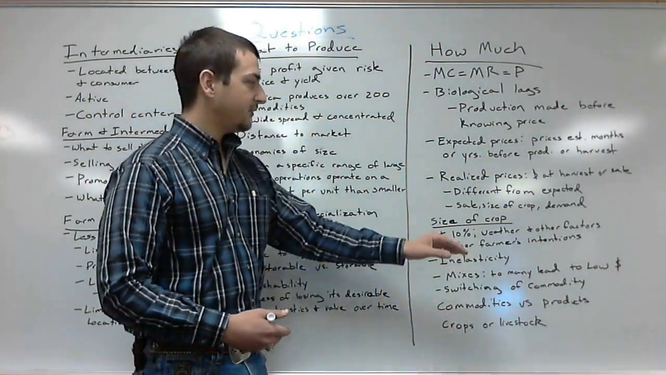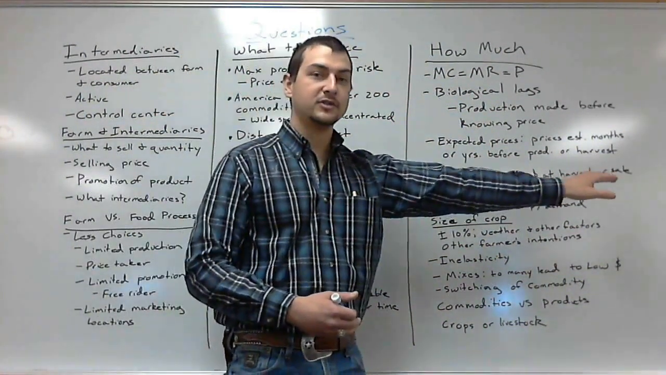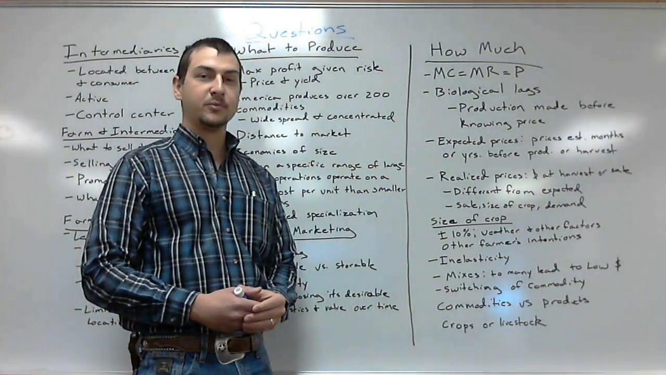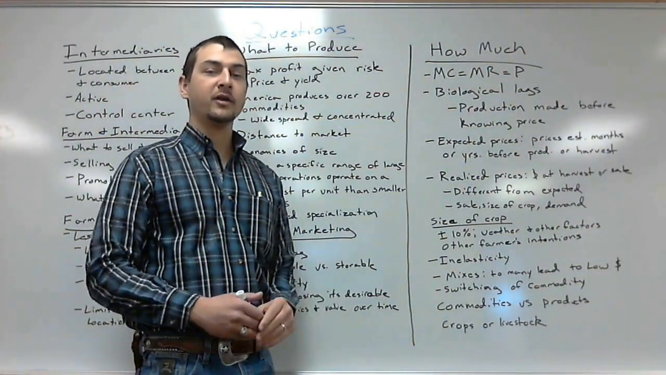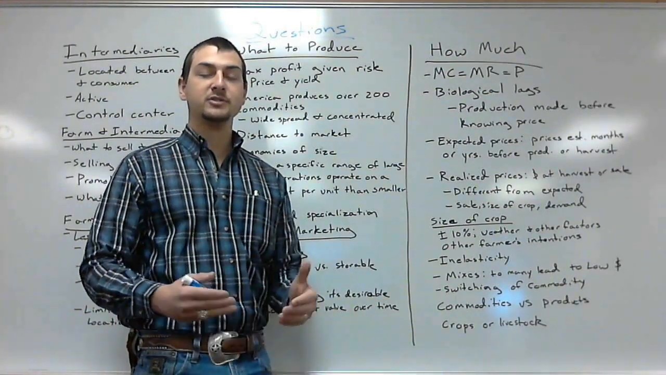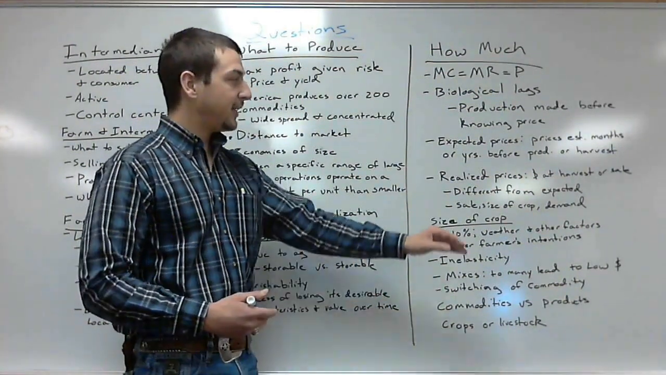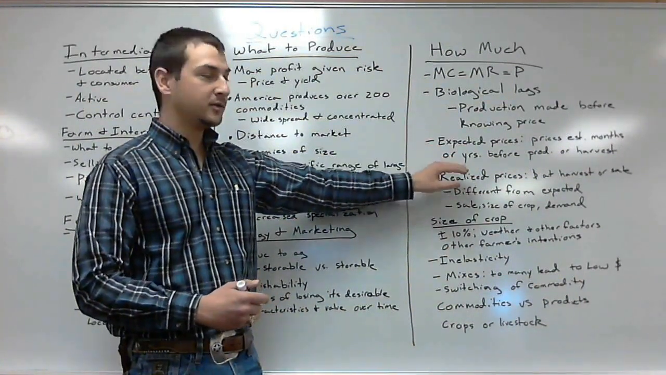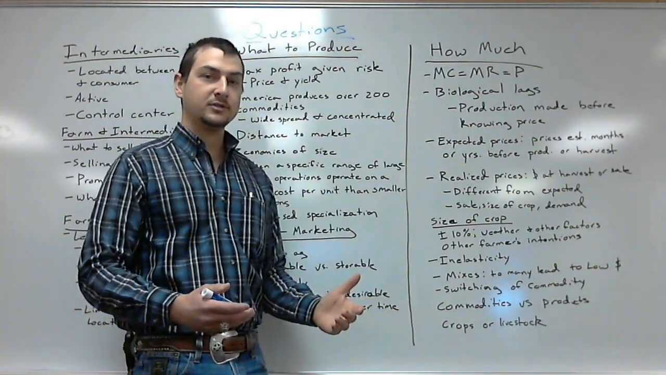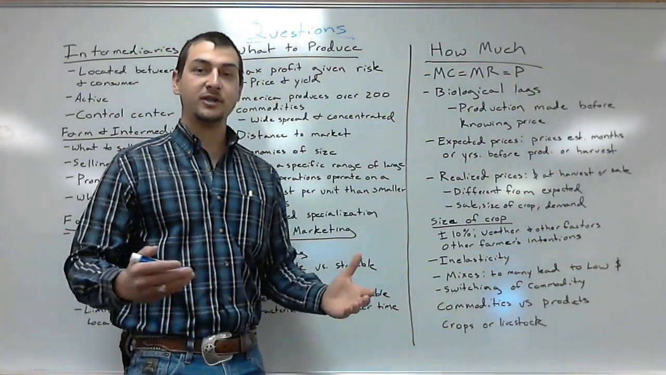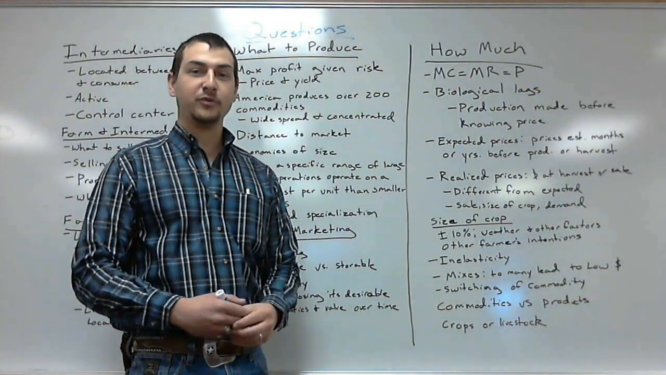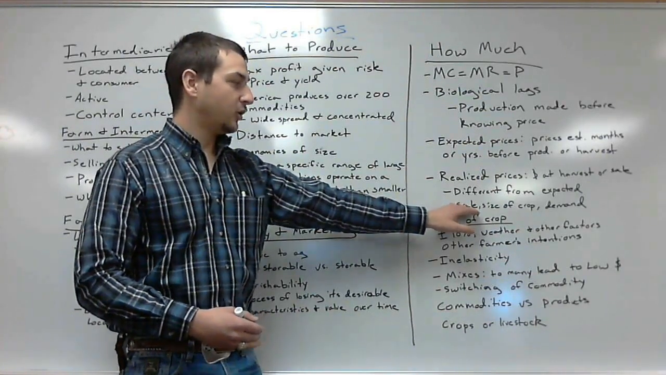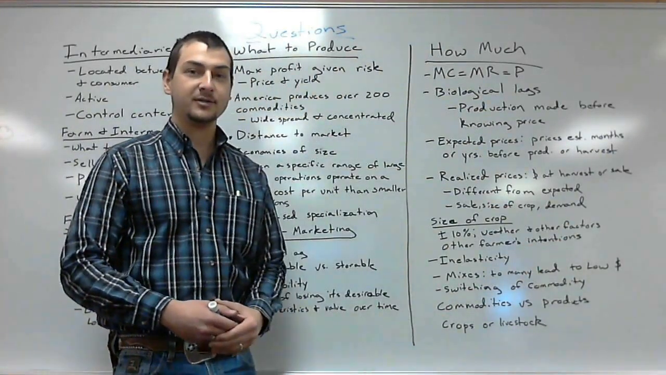Oftentimes, no. We have these realized prices, or the price at harvest or sale. The realized prices are often very different from the expected prices. So that makes it very hard to accurately predict how much we are going to produce this year, because we're going to base how much we produce on these expected prices, but whenever it comes to actually selling that product, we realize that the prices were different. And these realized prices are different from the expected prices because of a couple to three key aspects: the amount that's being sold, the size of crop, and then the demand.